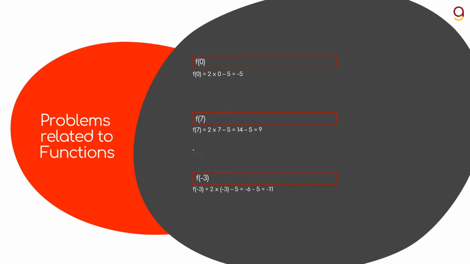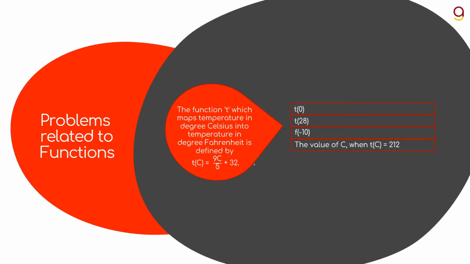Next, if we take the input as -3 and substitute the value of -3 for x, we get 2 times -3 minus 5. 2 times -3 will give us -6, minus 5 will give us -11. Now let's see our next question.